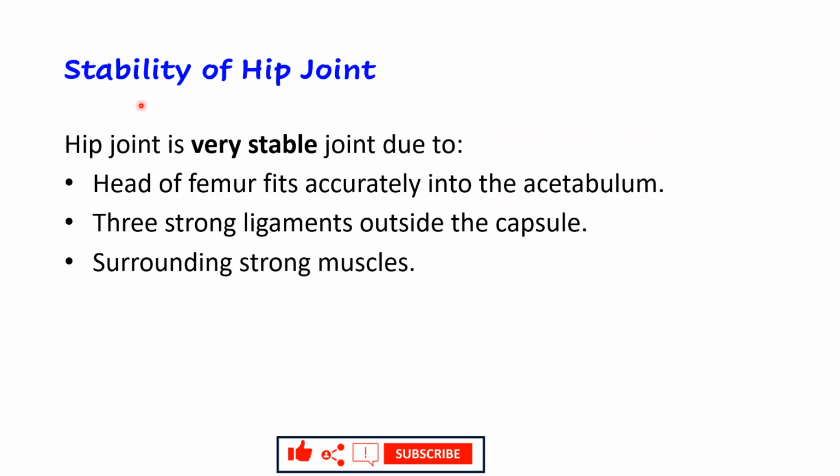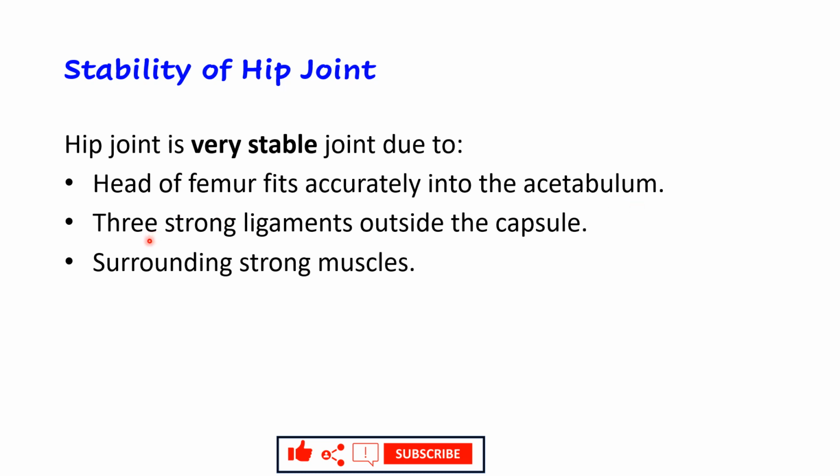As I said earlier, the hip joint is very stable. So how it is made stable? First is the head of the femur fits accurately into the acetabulum. The acetabulum is quite deep and it is further deepened by the presence of acetabular labrum.